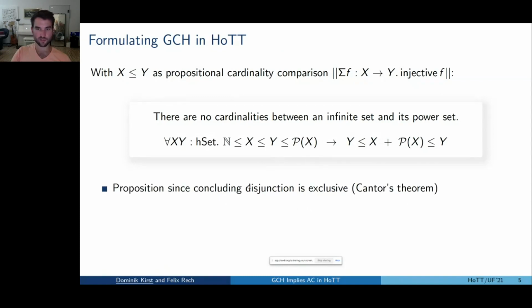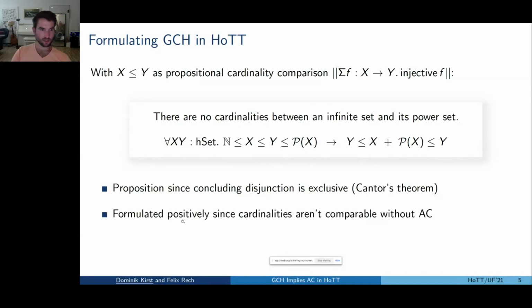Then an immediate observation is that this is in fact a proposition, because the conclusion here is exclusive, because otherwise we would get an injection of the power set of X into X, which is ruled out by Cantor's theorem, talking about injections. Then we have decided to formulate it this way because we needed it in the proof. So without having the axiom of choice available, you really need the existence of these injections here. You can't just say something like there is no set strictly lying in between. So here you have to be a bit careful.